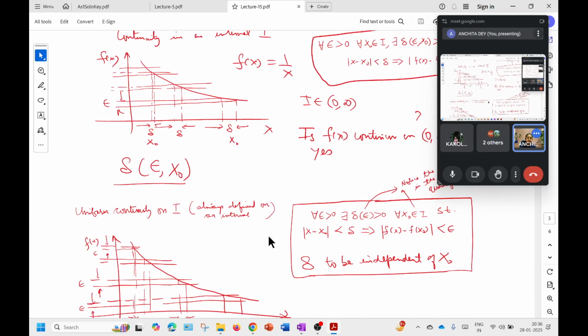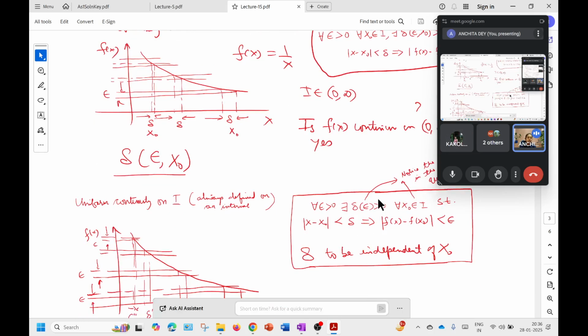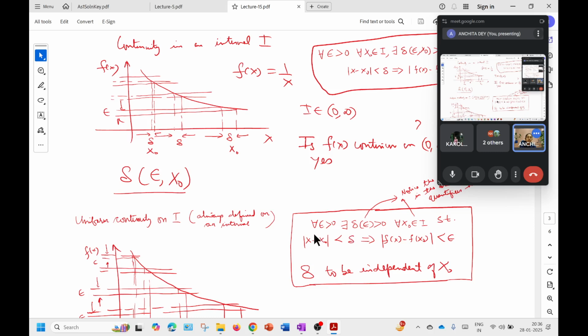But in this definition, when we talk about uniform continuity, it's actually flipped. Now we are saying that for all epsilon greater than 0, where you are giving a certain epsilon strip length, there would exist a delta which depends on this epsilon, which is greater than 0. And then for all x naught in that interval, so x naught depends on a given interval, but your delta is not dependent on the value of x naught anymore.